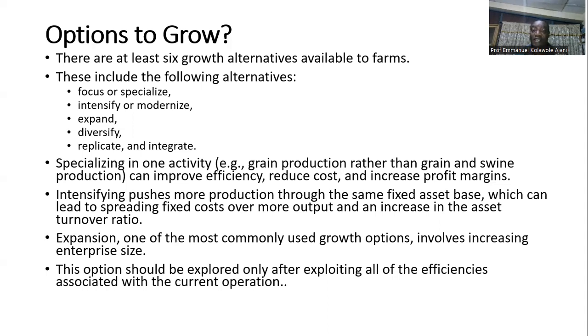The pond is a fixed asset, and when they increase the stock, the fixed cost, the cost of the pond and those activities, will be spread over the increase in stock. At the end of the day, the farmer will have more output and also an increase in asset turnover ratio. So that's that. Another option is expansion.